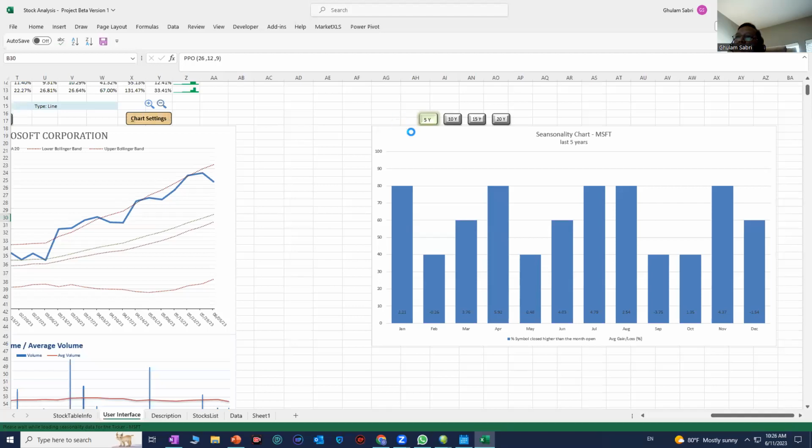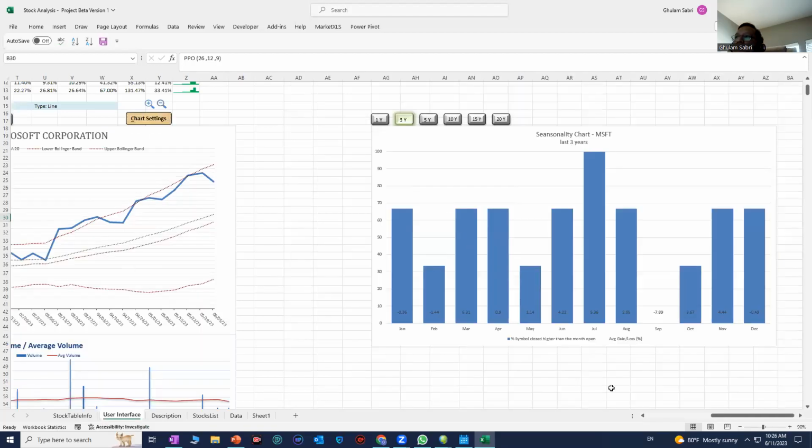Now, what about 3 years? 3 years is this. Again, in the 3 years, Microsoft's return is horrible in September, minus 7.89% on average. But in the last 3 years, Microsoft was up 100% of the time in July. So that gives you an idea from a range of 1 year all the way up to 20 years.